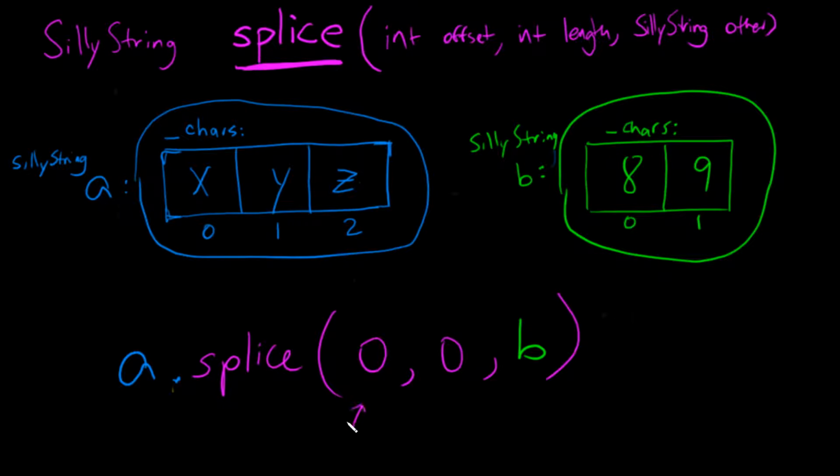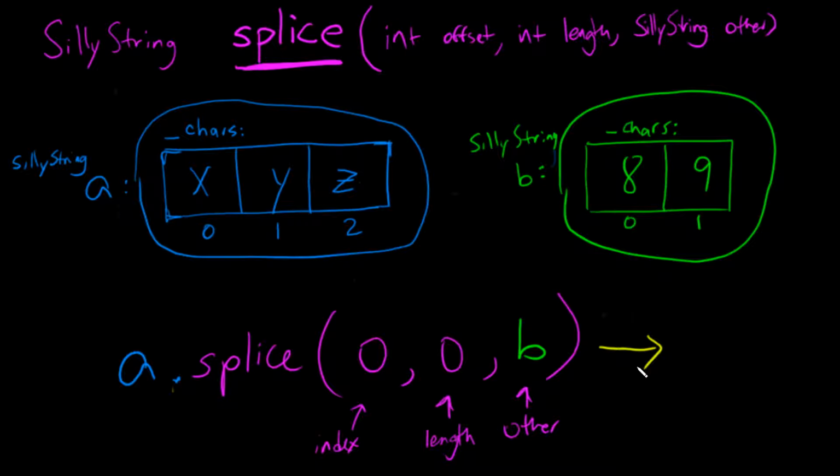So this argument is index. This argument is length. And length refers to how many characters we're deleting. Index refers to where our deletion and our insertion happens. And other is the other string that we are inserting into silly string A. Okay? And so now I'm going to draw the outcome of this. So how does this work?